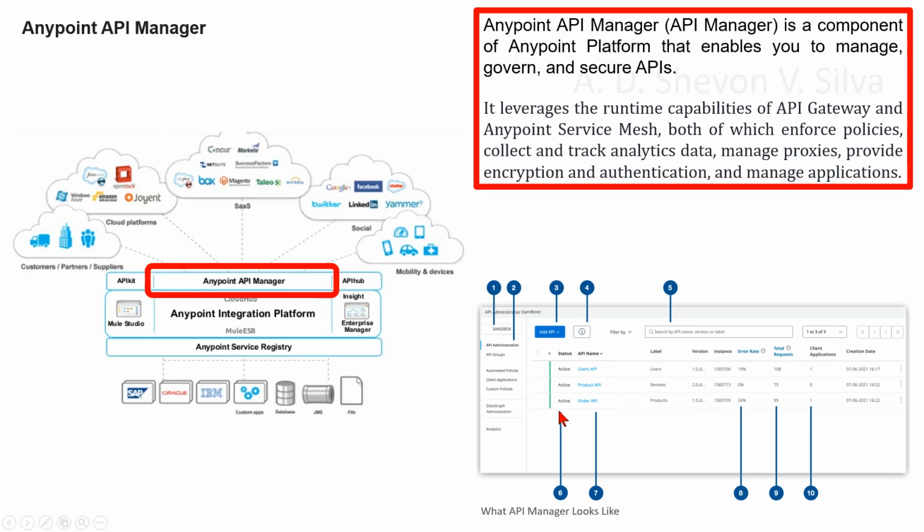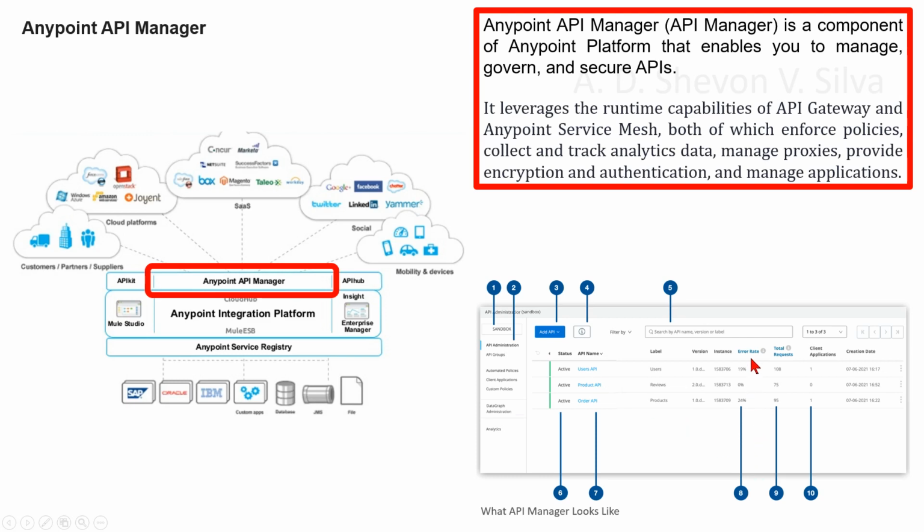SLA tiers to function. Now 7, the name of each API. Clicking the API names navigates you to the API settings view, where you manage the following: alerts, contracts, policies, SLA tiers.